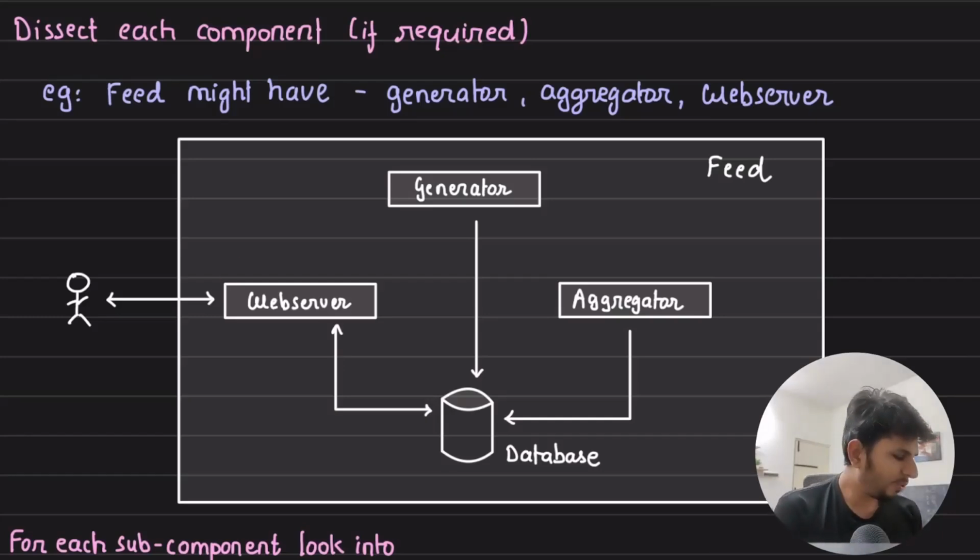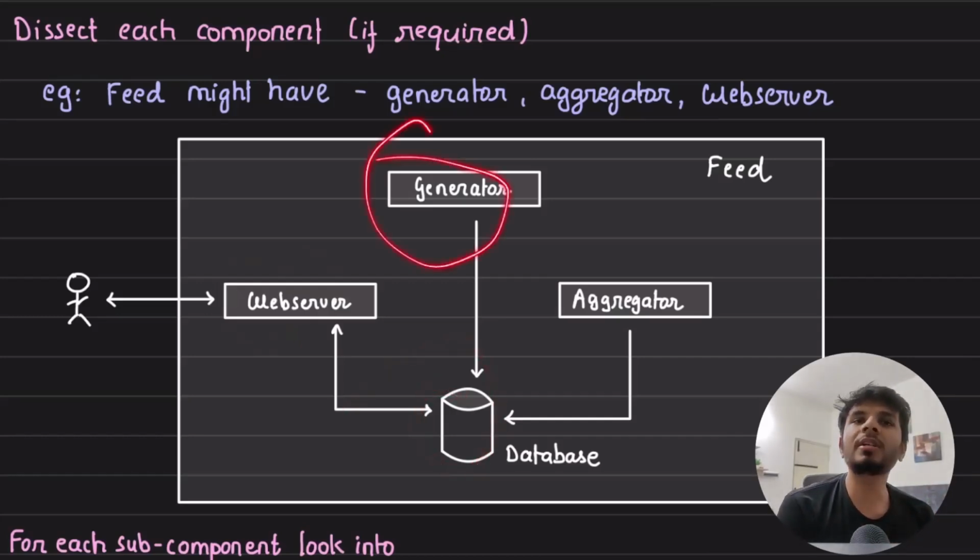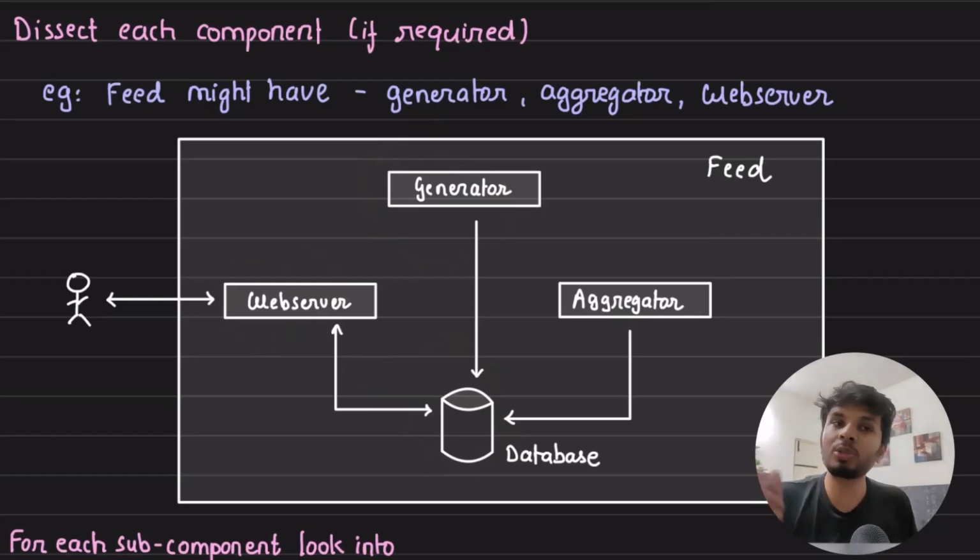right? So what would this web server be? What tech stack would it have? Would it be Python based, Java based, Node.js based, whatnot? Which database would we pick? How would this generator generate the feed, right? Those details need to be there.